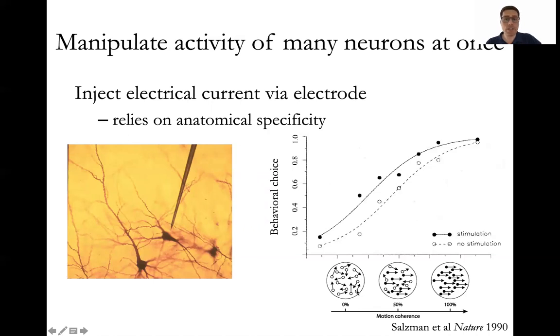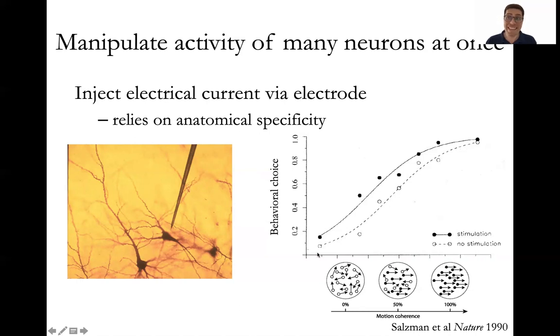And what it needed to do was make a behavioral choice that indicated the direction of motion of a bunch of dots that were moving throughout the visual field. So if all the dots were moving in the same direction, it was very easy for the animal to report that, and it got it right most of the time. But if the dots were all moving in a random direction, it had no way of knowing if there's any coherence to that motion, and it couldn't report that well. And without the stimulation, these open circles are the psychometric curve of the animal.